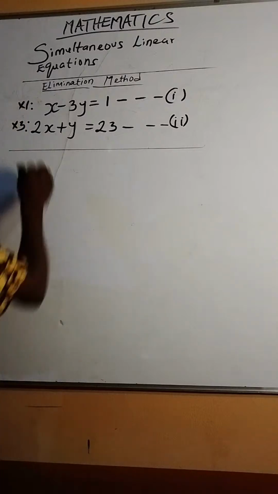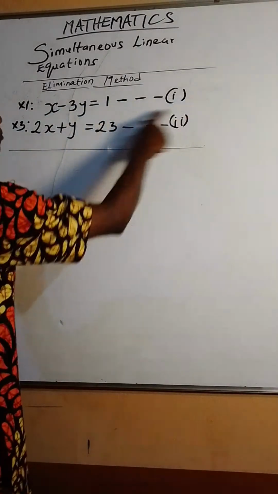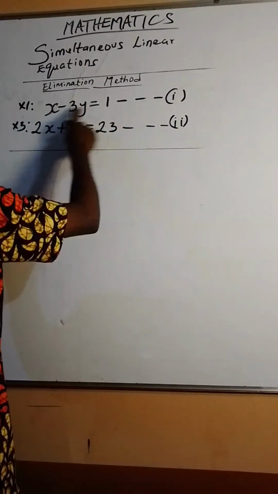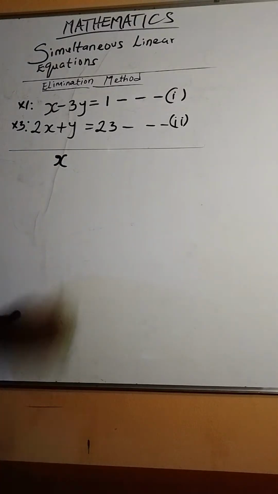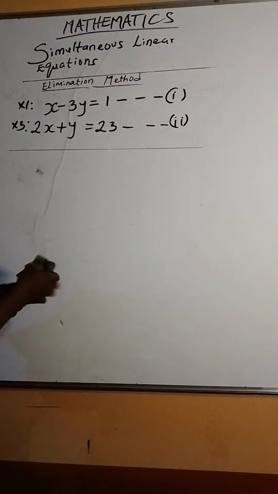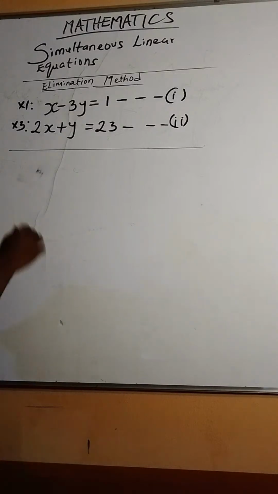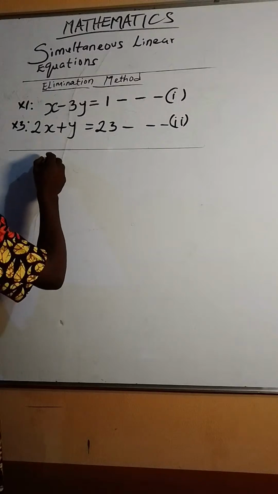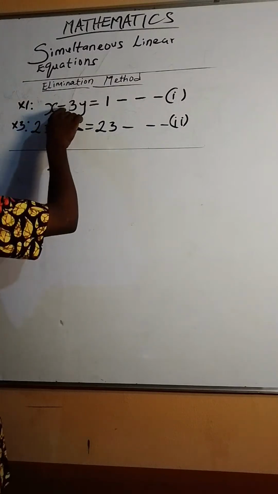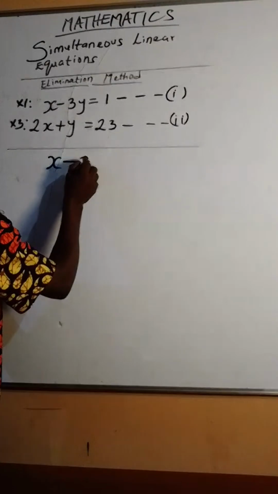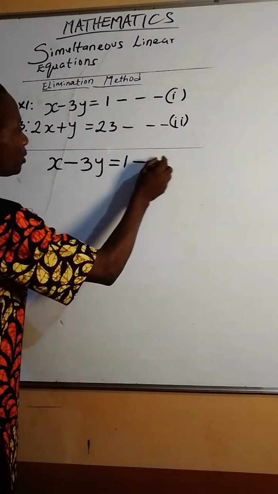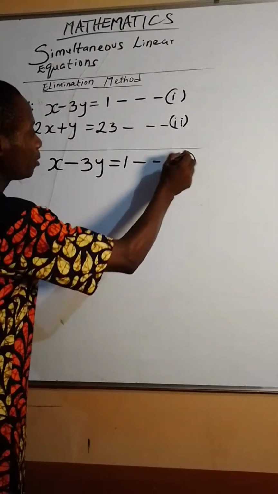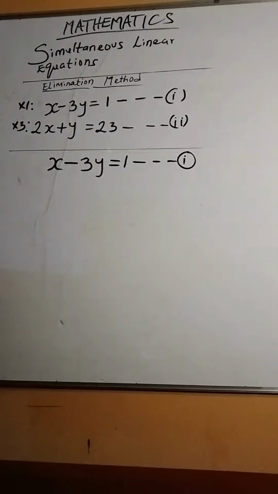Here we have 1 times everything here, and it remains the same, so we are going to repeat equation 1. Equation 1 is going to be x minus 3y equals 1, and this is still our equation 1. Please don't forget that our equation 1 remains equation 1.